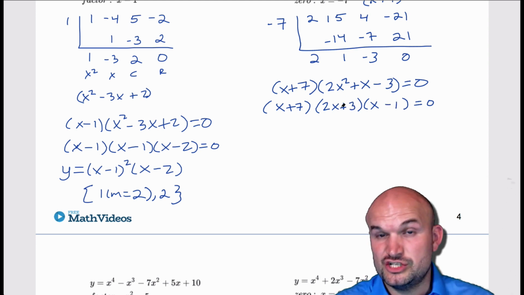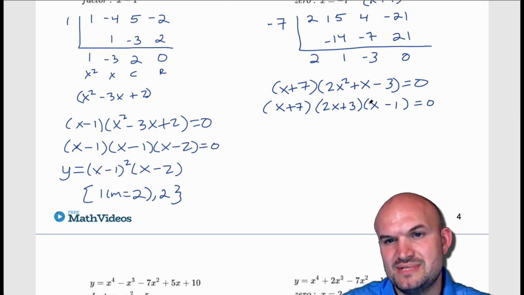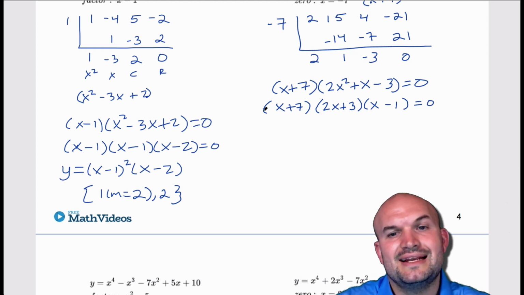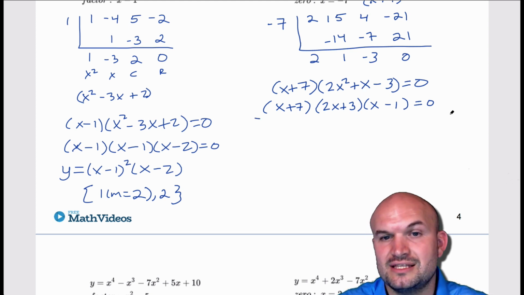All right, so again, let's check it. 2x times x is 2x squared. 3 times negative 1 is negative 3. 3 times x is 3x. 2x times negative 1 is negative 2x. 3x plus negative 2x is a positive x. Sweet. Now I have everything written as linear factors.